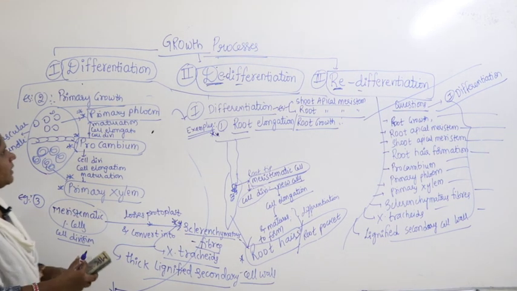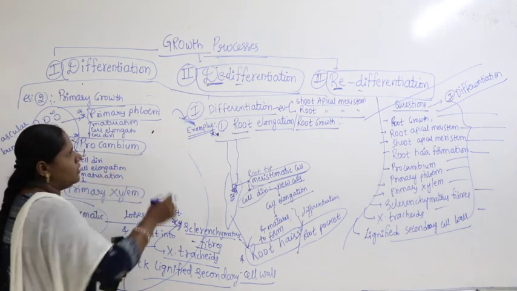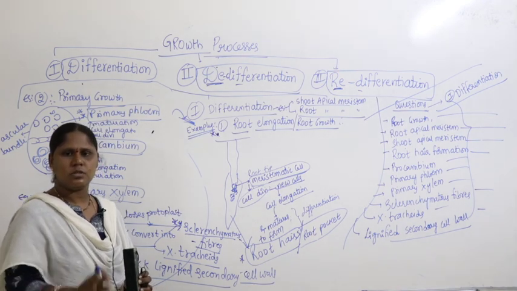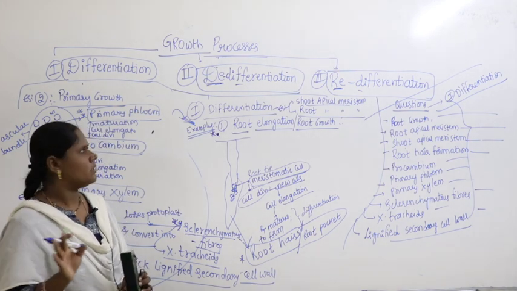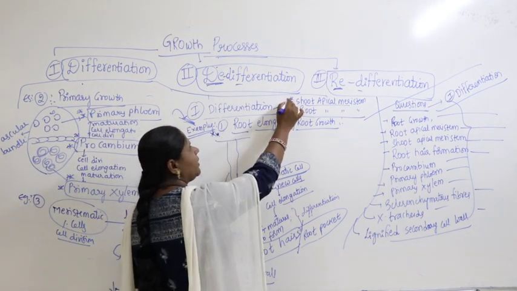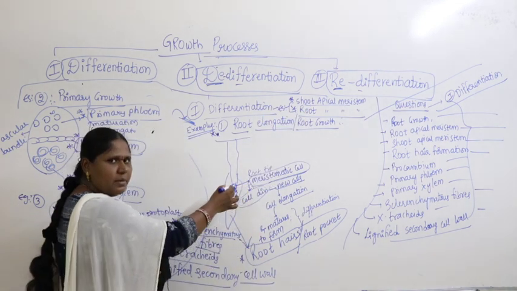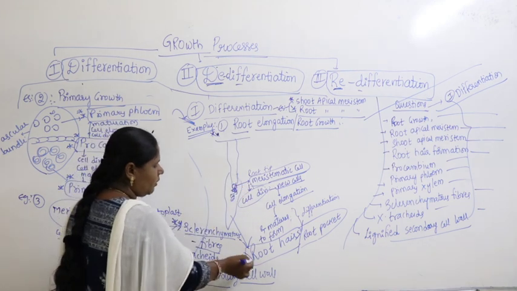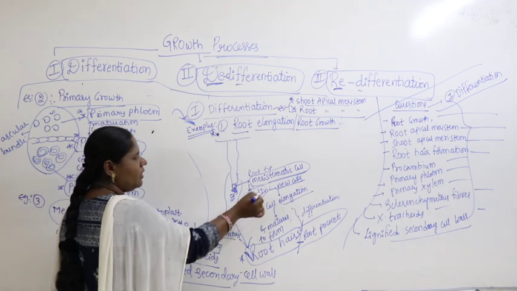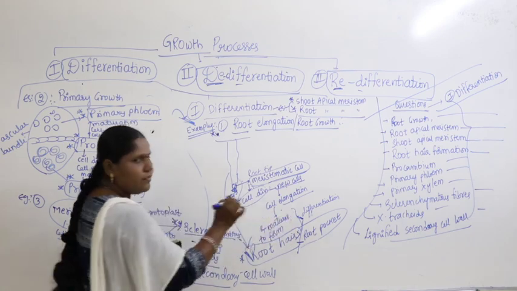So what is differentiation here? Differentiation is the process of cell division, elongation and differentiation into mature cells or permanent cells. What is the first example? Root elongation or root growth, along with shoot apical meristem. Here it may remain as a meristematic cell, or it may convert into either root hair or root pocket. In between, dividing, new cells, elongation, maturation, and this is called differentiation.